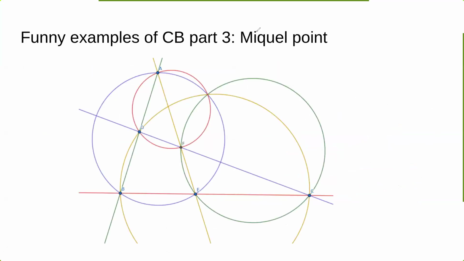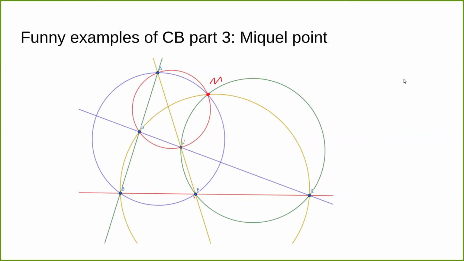Okay, so the Miquel point is basically that these go through a common point. We call this the Miquel point of DFPE, and you should be able to prove this with Cayley-Bacharach. It's not bad.